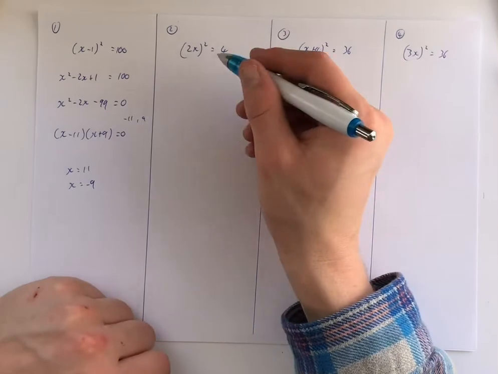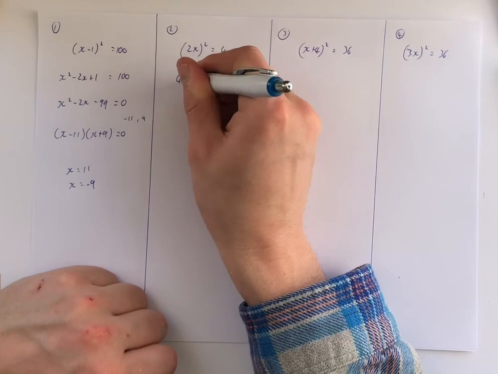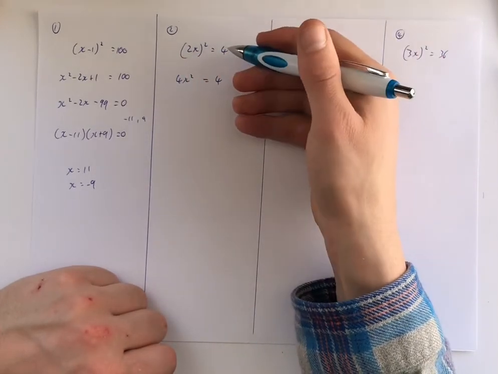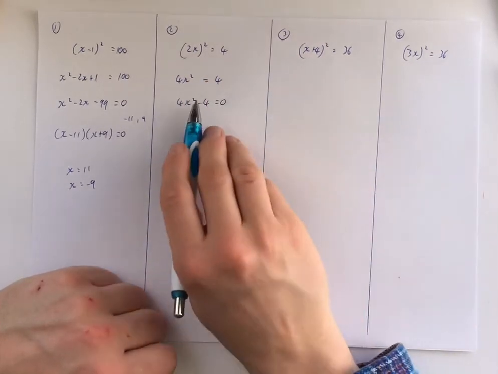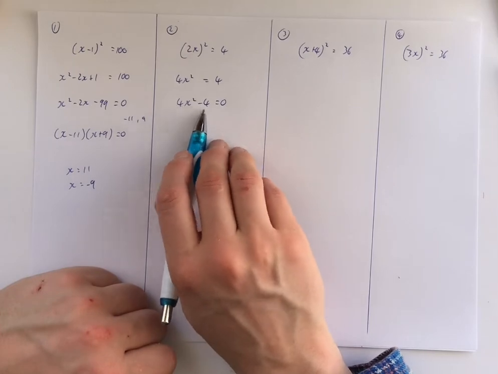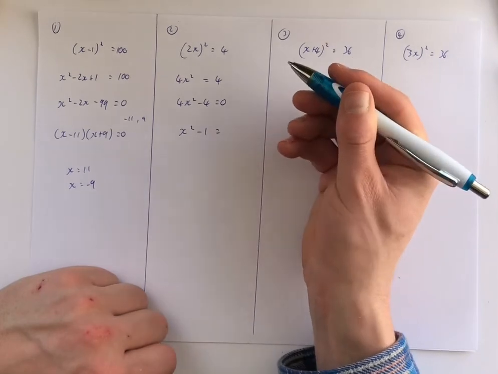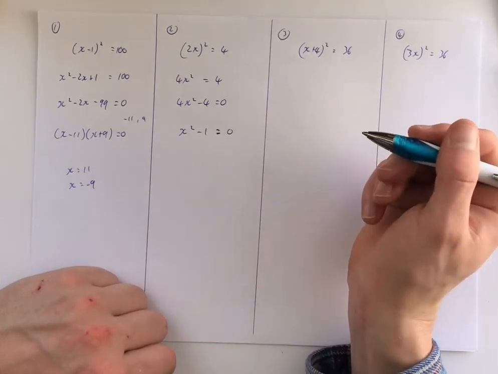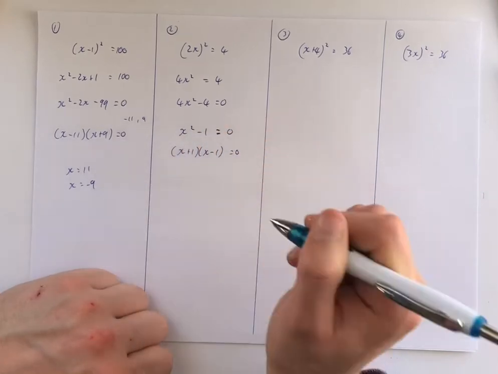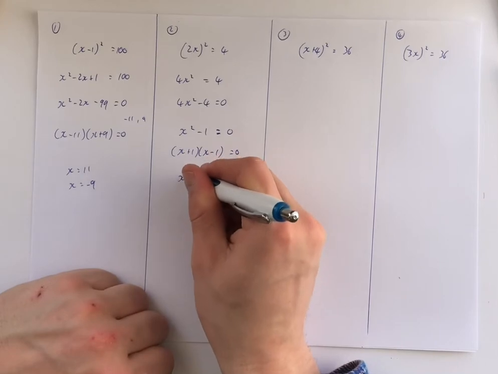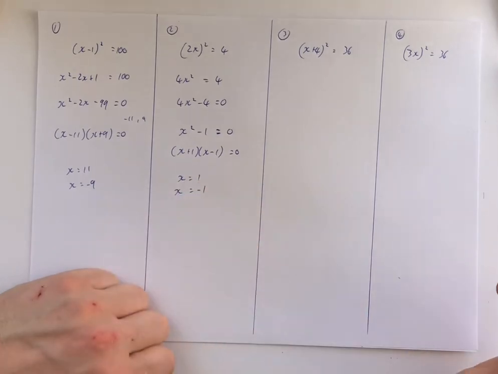Okay, so what we could do with this one is very similar. Let's just expand this bracket out, so that's just going to be 4x squared equals 4. Let's make it equal 0, so that's 4x squared minus 4 equals 0, and we have got a common factor of 4 here. So we could divide everything out by 4. So x squared minus 1 is equal to 0 divided by 4, which is also 0. And now we've got the difference of 2 squares. So x plus 1, x minus 1 equals 0. There are your 2 solutions: x equals 1, x equals negative 1.